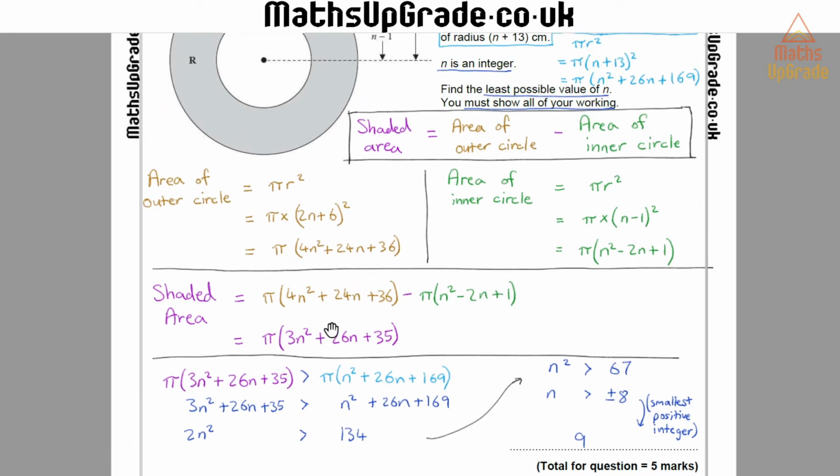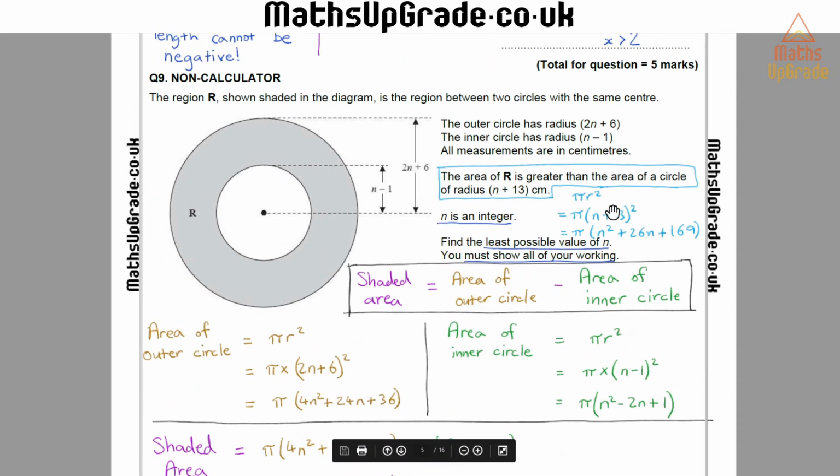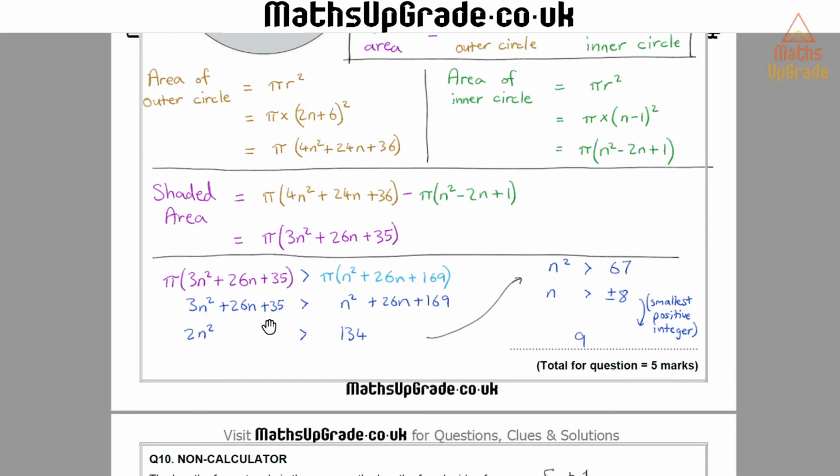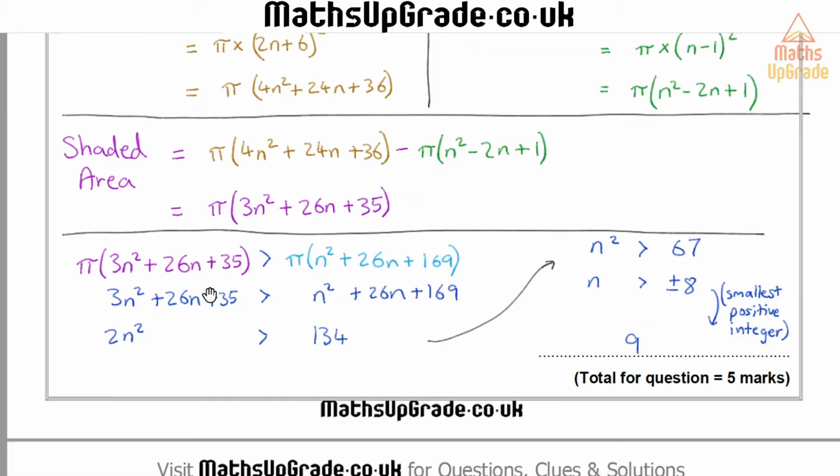Now the question tells us the shaded area must be greater than this area I've calculated here. So I've written an inequality relating those two. Now I can cancel by a factor of pi on both sides, and then collect like terms by subtracting n squared plus 26n, and then subtracting 35 from both sides. That gives me 2n squared, which is greater than 134. If I divide both sides by 2, I'll get n squared, which is greater than 67.